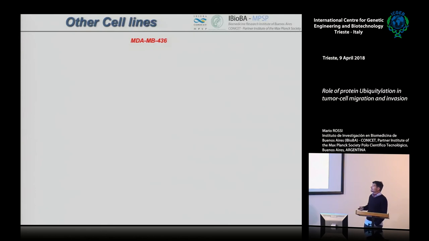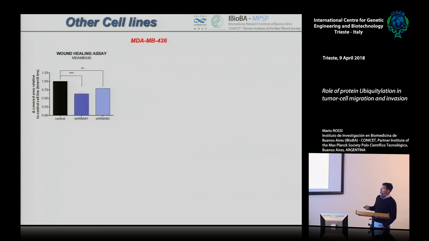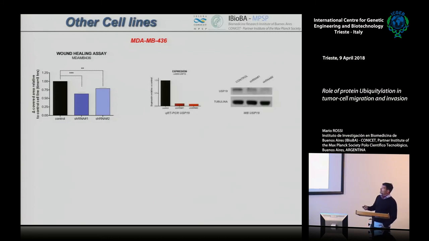So we also tested it in another type of cell line, also derived from triple negative, and we observed that knockdown of USP19 was reducing the migration.